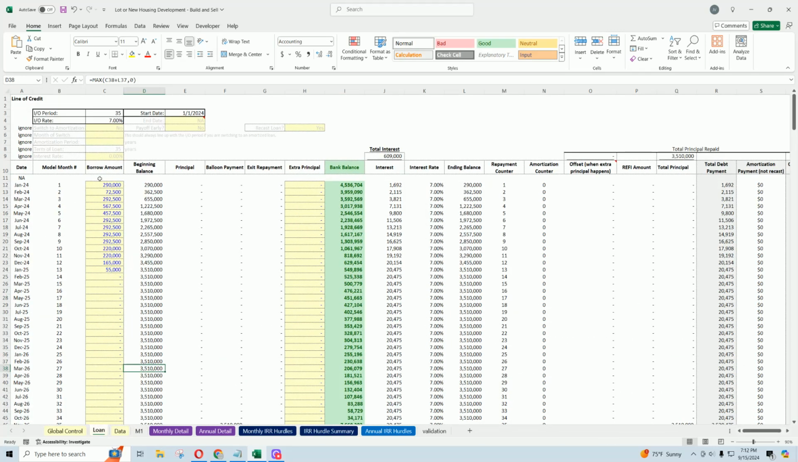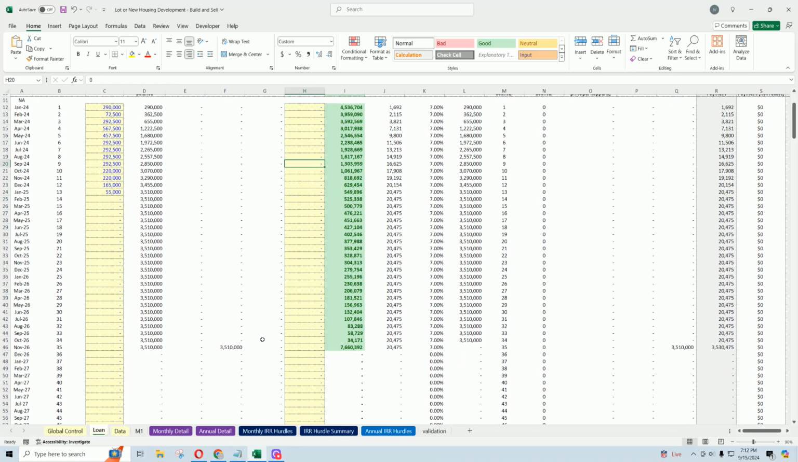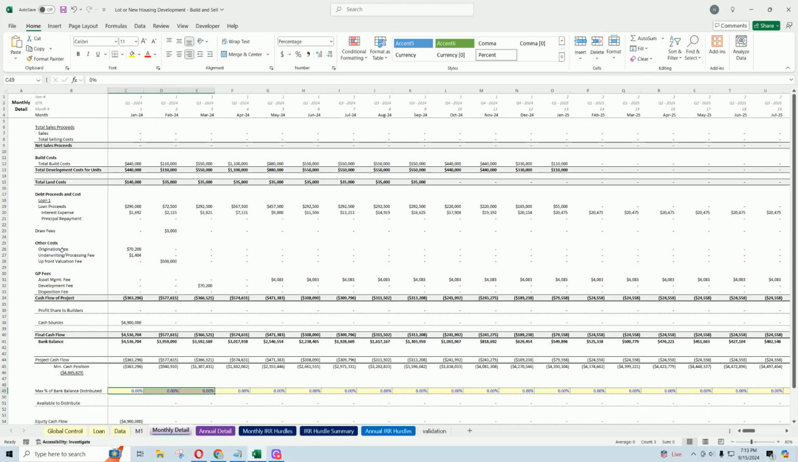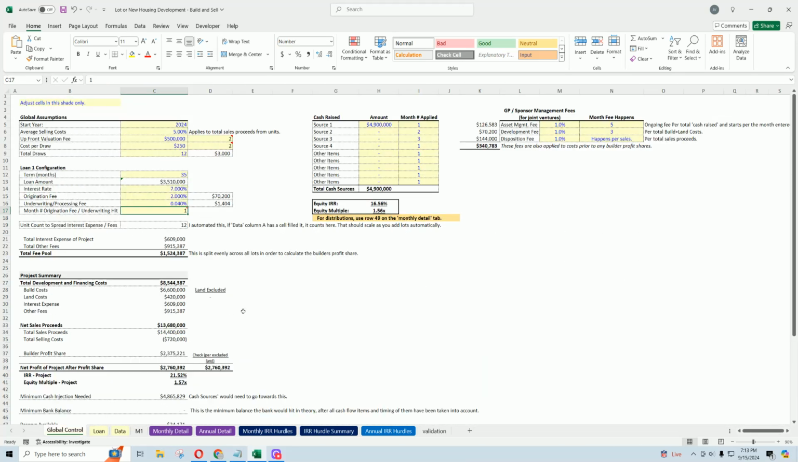So interest only, we've got a term. You could manually put in how much you're borrowing and when, and how much you're repaying and when. And if you don't repay it all back manually, it will automatically happen at the end of whatever term is defined here. You can define the interest rate, the origination fee, underwriting fees, and then the month number that those fees happen, and that will apply right here. We have origination fee, underwriting, and processing fees happening in these two rows. This all affects cash flow dynamically. So that's the top part.